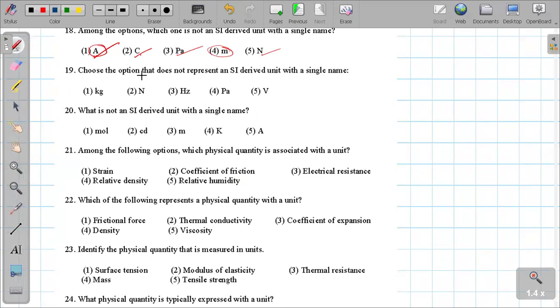Choose the option that does not represent an SI derived unit with a single name. SI derived: Kilogram, Newton, Hertz, Pascal, Volt. Okay, these all are derived. But here, it is not a derived unit. What is not an SI unit with a single name?